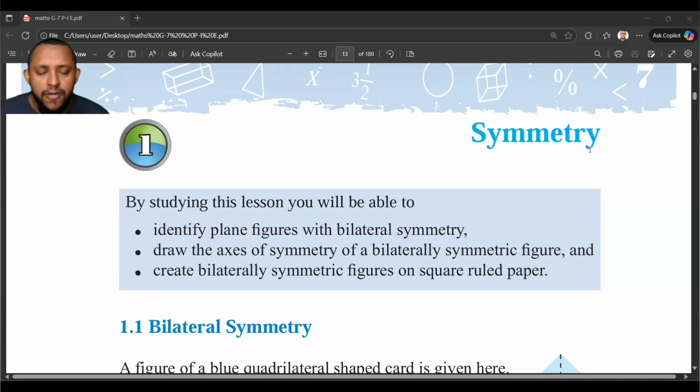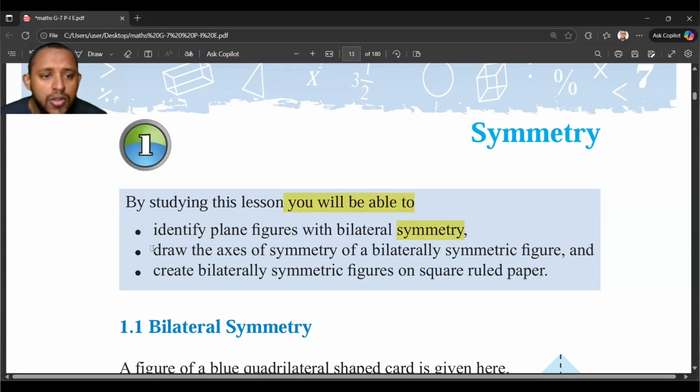Okay, let's start with the first lesson in grade 7. It's symmetry, right? By studying this lesson, you will be able to identify plane figures with bilateral symmetry. And also, you can draw the axis of symmetry of a bilaterally symmetric figure and create bilaterally symmetric figures on square ruled paper, right?